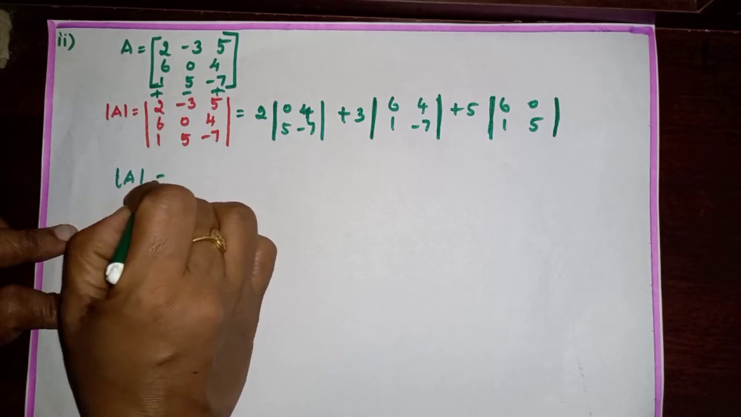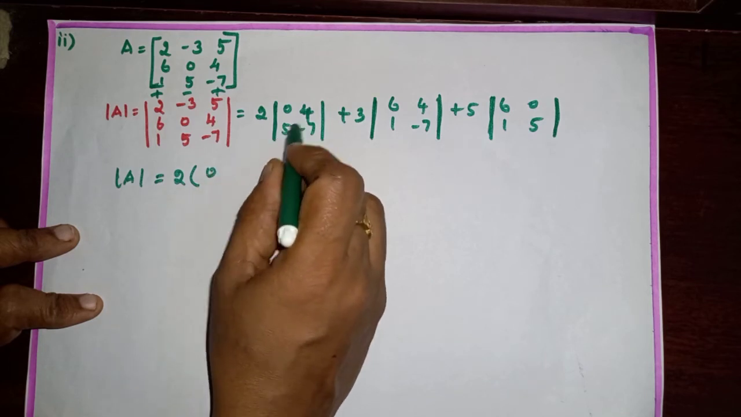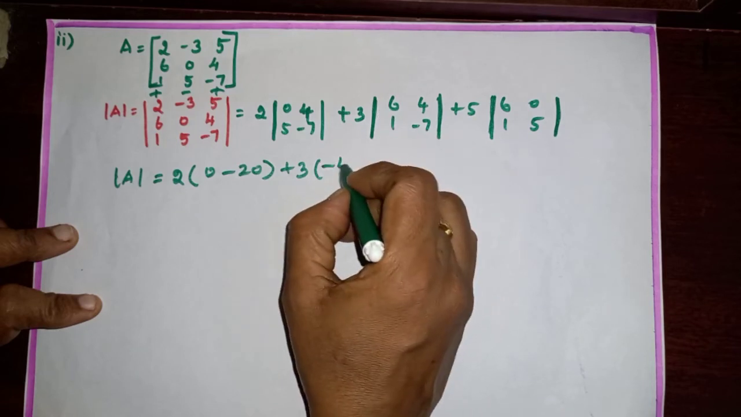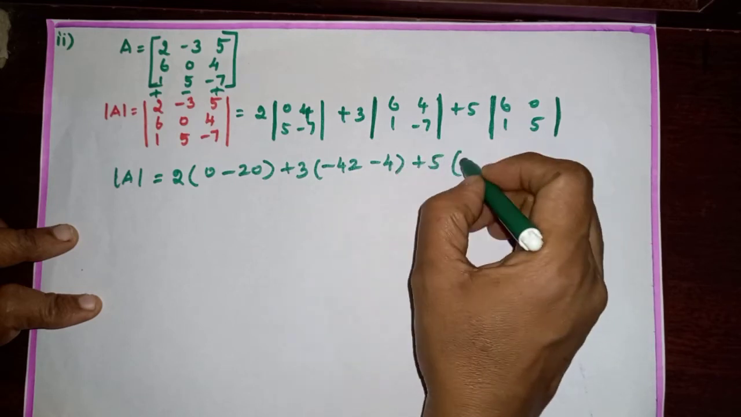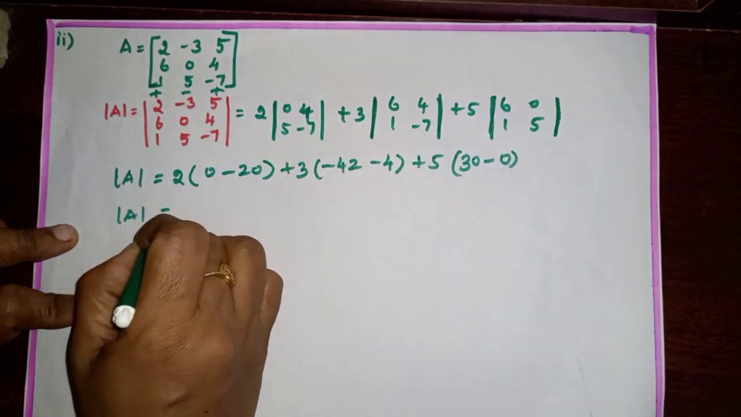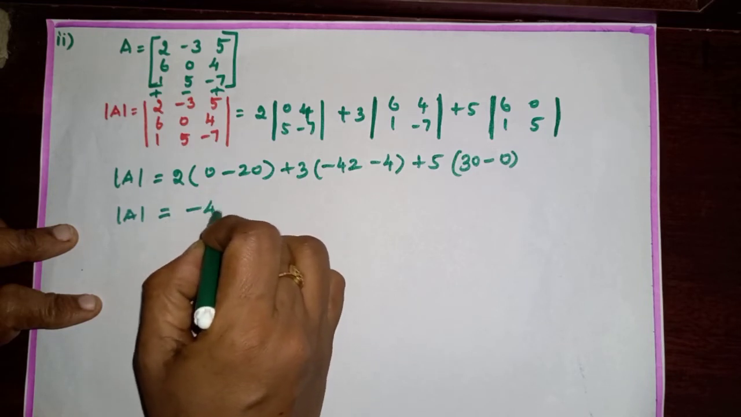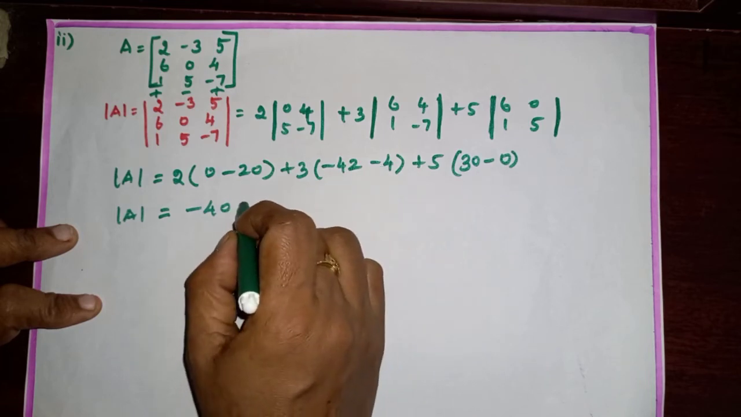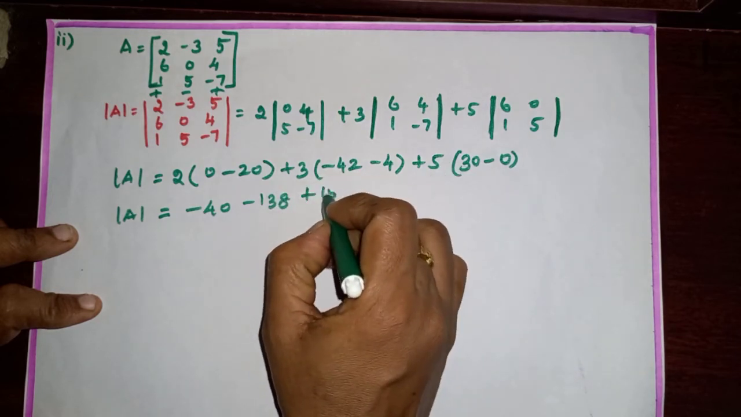Determinant of A equal to 2 into, that is 0 into minus 7 is 0. 5 4s are 20. So minus 20 plus 3 plus 6 into minus 7 is minus 42. 1 into 4 is 4 minus 4 plus 5. 6 5s are 30 minus 1 into 0 is 0. So determinant of A equal to 0 minus 20 is minus 20. 2 into minus 20 is minus 40. Minus 42 minus 4 is minus 46. Minus 46 into 3 is minus 138. 30 minus 0 is 30. 30 into 5 is 150.